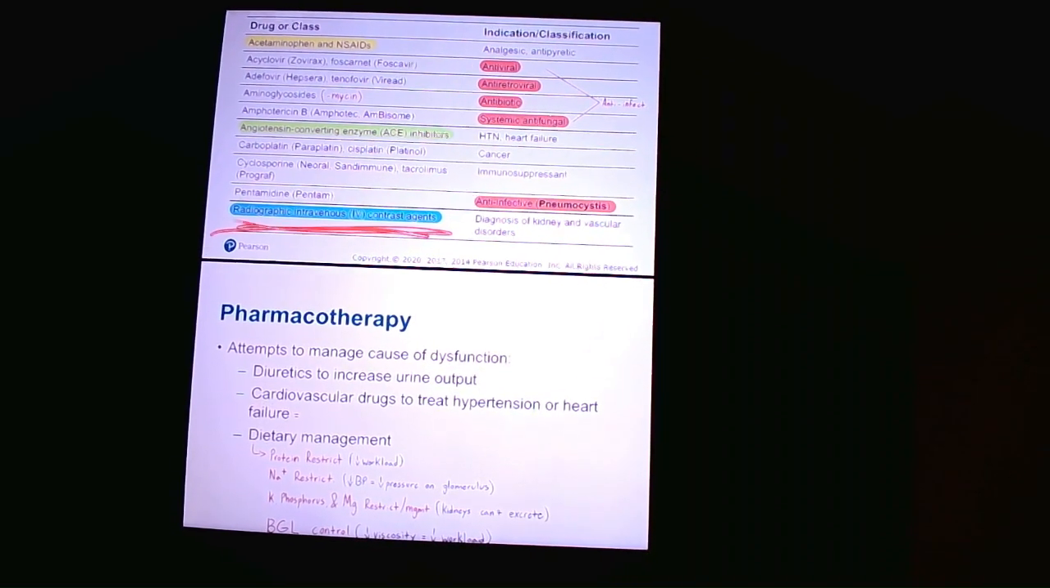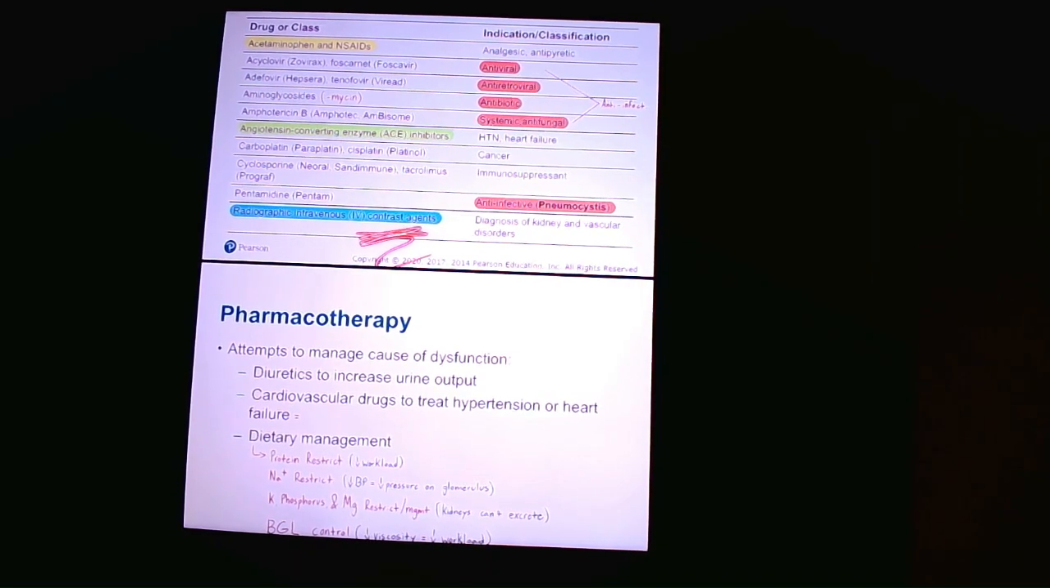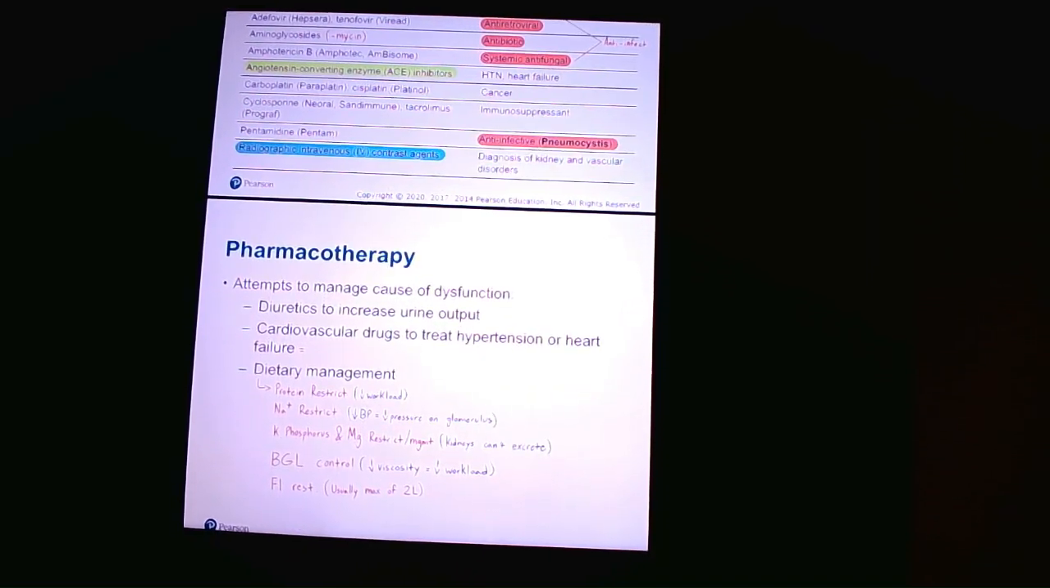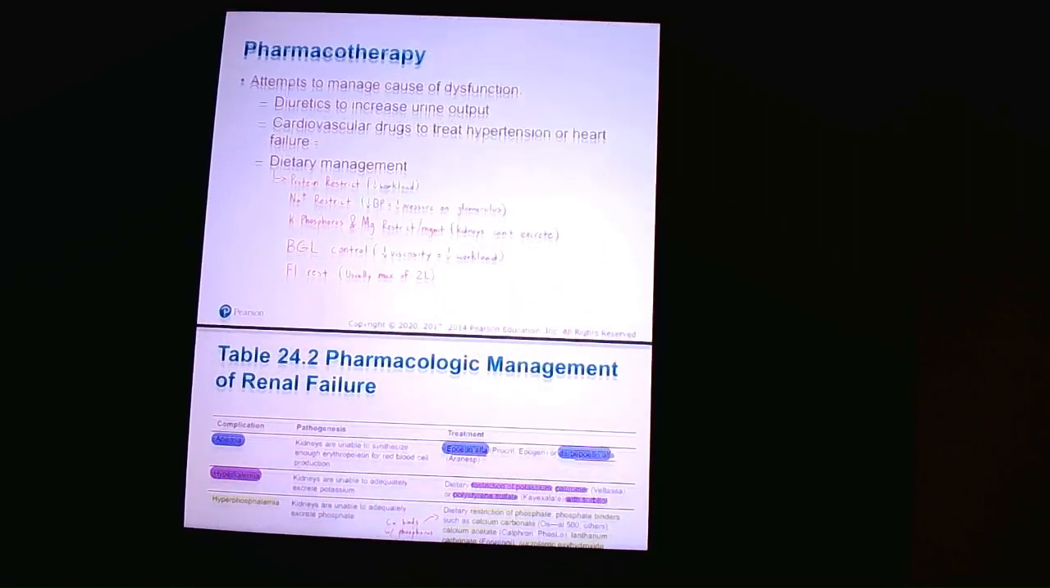And then radiographic IV contrast drugs, they cause a lot of damage. We had that one drug that we give PO that helps with IV contrast. That was the acetylcysteine, that PO drug that's also Mucomyst, the inhaled drug. That one helps out with this.